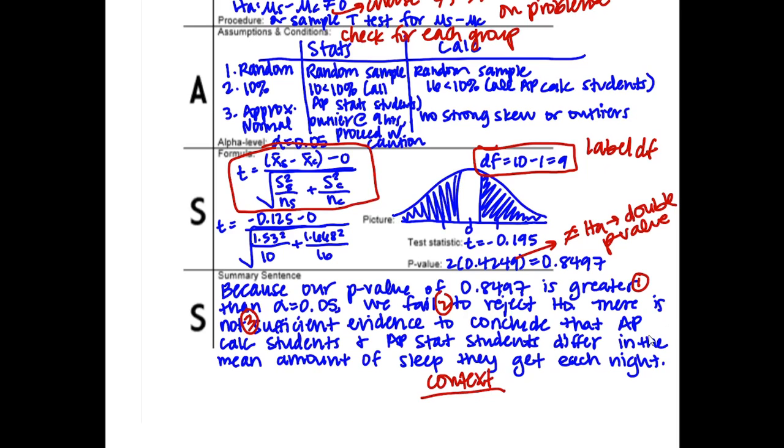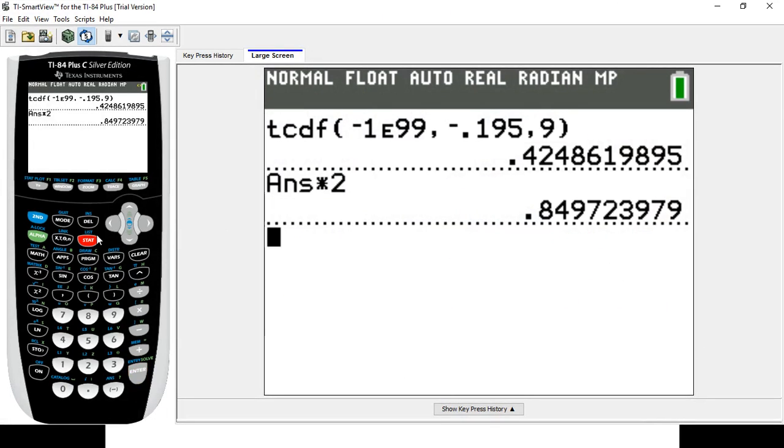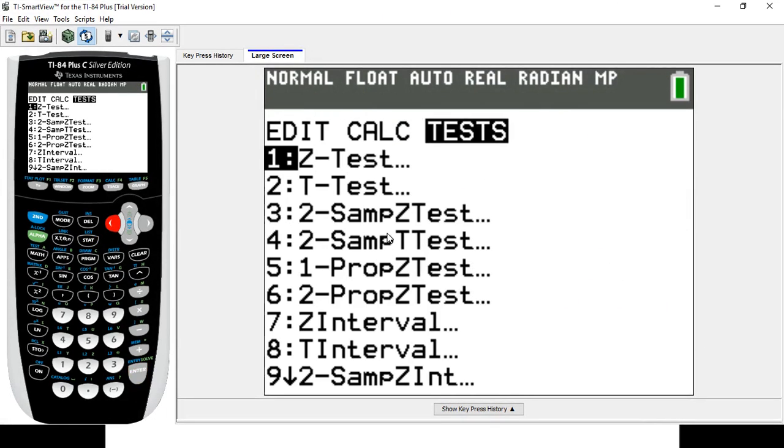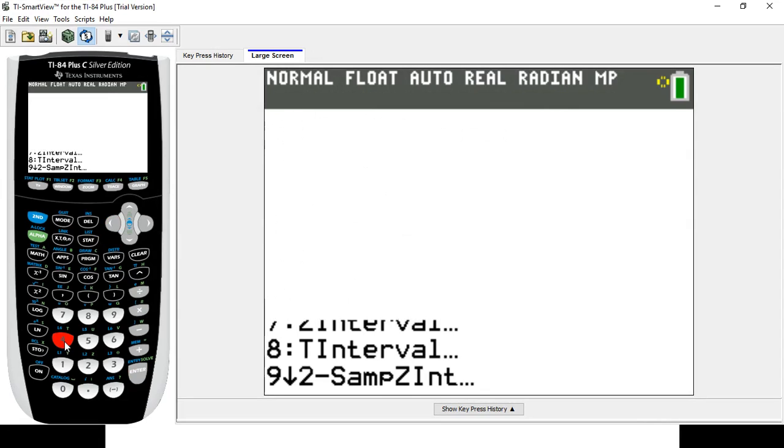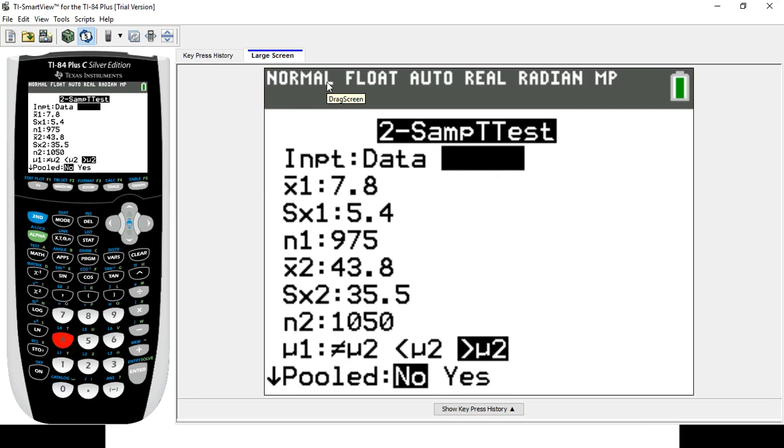All right, now I think it might be helpful to also show you the calculator for this as well. So let's go ahead and do that. Stat tests. This one, we could do 2-SampTTest, number 4. So this is stats again.